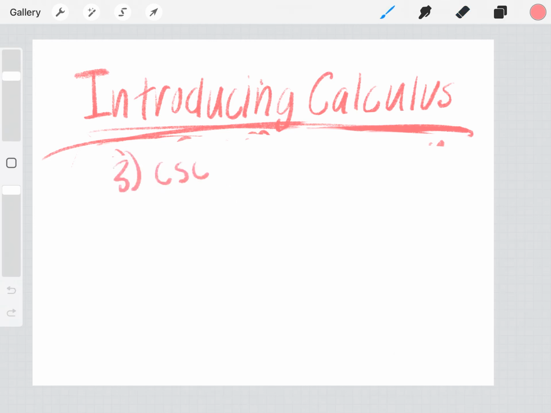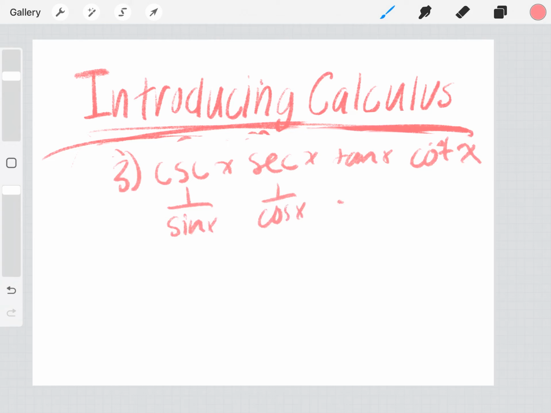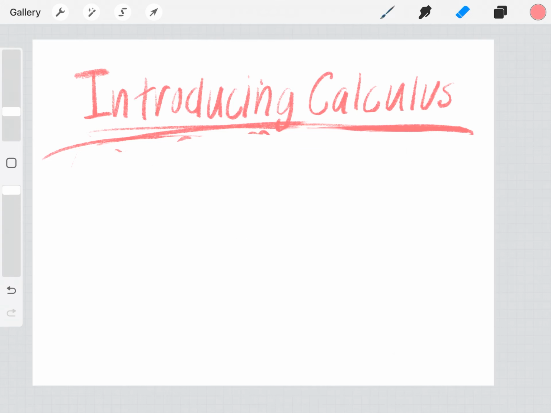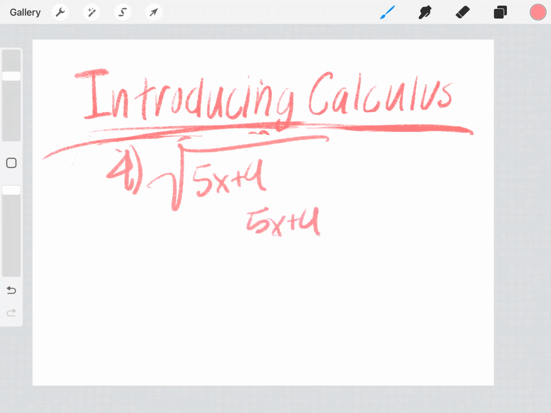Another time where this doesn't exist is sec x, cosecant, tan, and cotangent. They don't exist at some points because they approach infinity. It's basically the same as having a denominator that is 0, because sec x, cosecant x, tan x, and cotangent x are just combinations of sine and cosine that have denominators. And square roots are the last thing. For square root of 5x plus 4, whatever's inside the radical can't be negative, the same as for logarithms. So 5x plus 4 has to be greater than or equal to 0. This time it can be equal to 0.